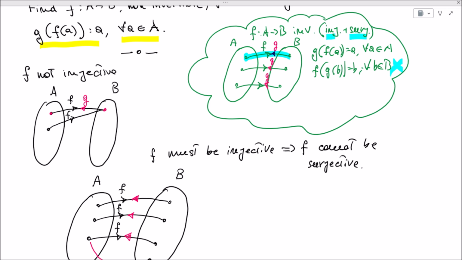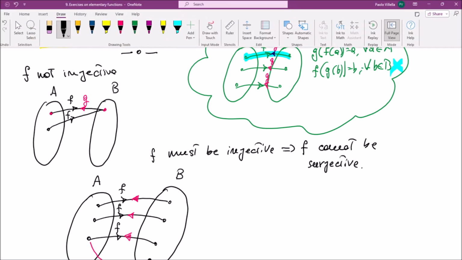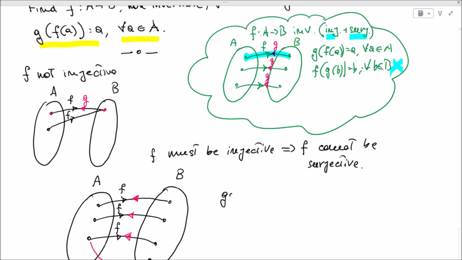Let's now attempt to build the composed function g composed f. Now, this g composed f goes from A to A. We would like to study this function and see what kind of properties this function has. For example, is this function surjective or is this function injective? Let's start with the injectivity. Let's see if this function is injective.